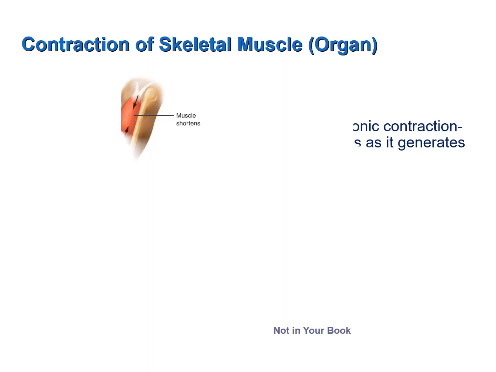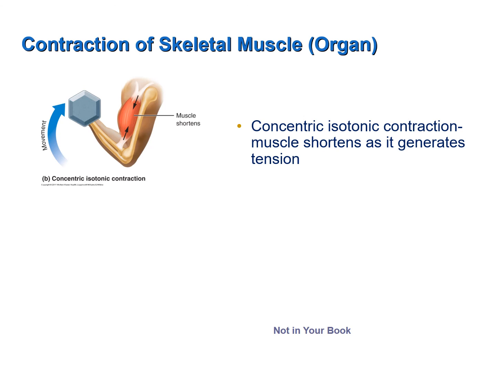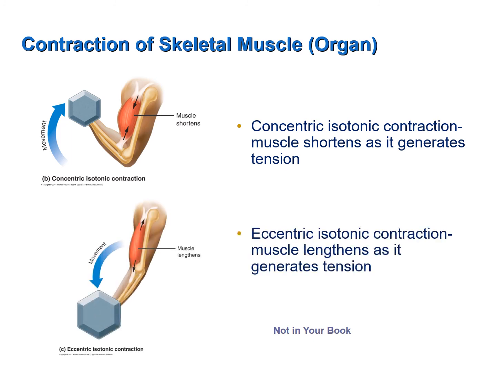Isotonic contraction can come in two forms. If the muscle is shortening while generating tension, then it's concentric isotonic contraction. On the other hand, if the muscle is lengthening while generating constant tension, it's eccentric isotonic contraction.